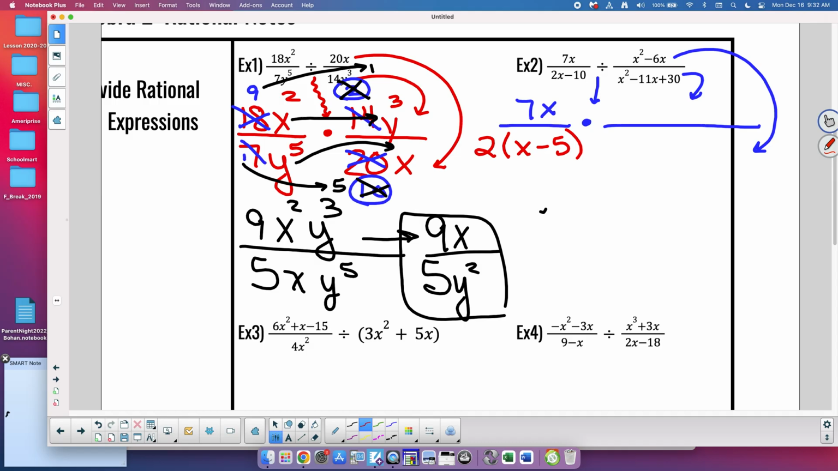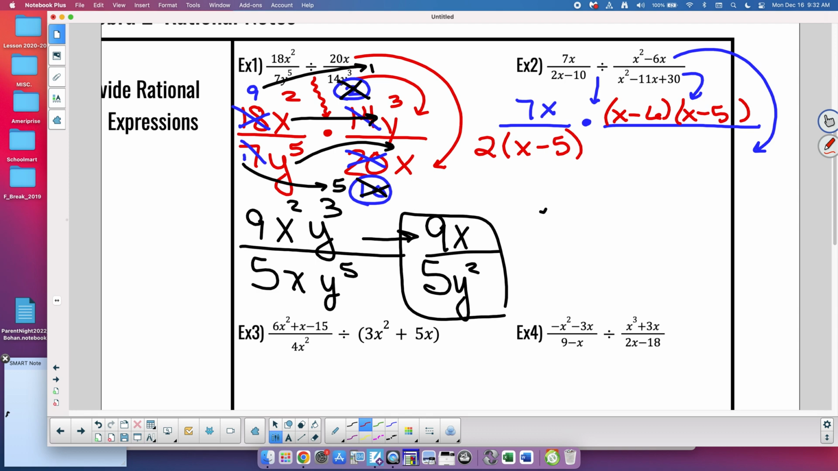How about that trinomial right here? Sophia, what'd you get? X minus 6, x minus 5. Is she right? Negative 6 times negative 5 is 30, and negative 6 plus negative 5 is negative 11. Good. Okay. Zethan, what about that one up there?